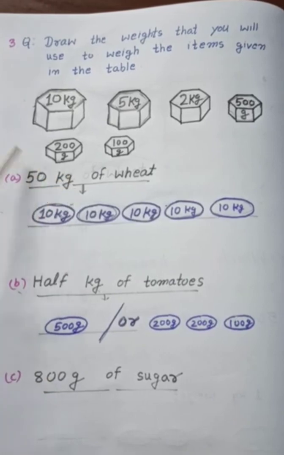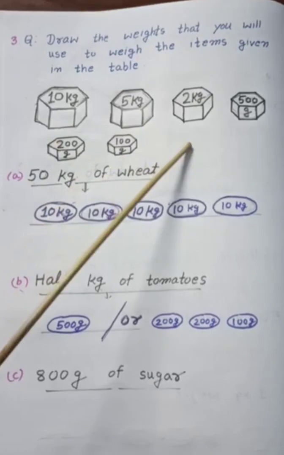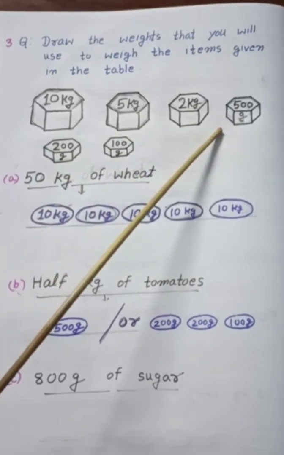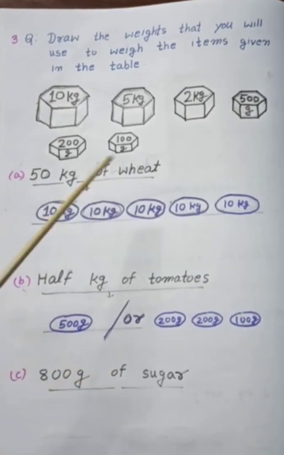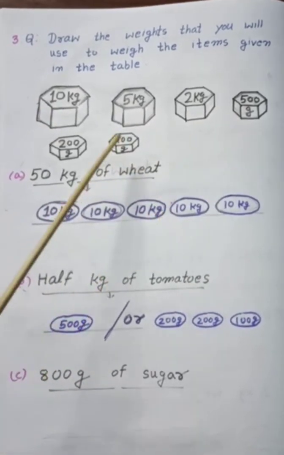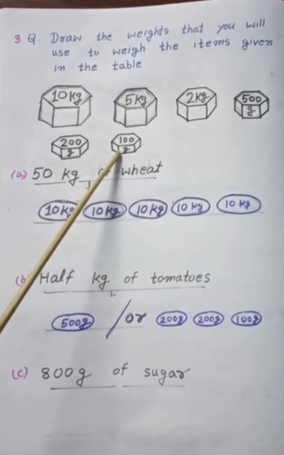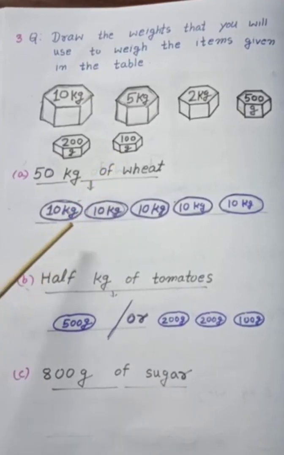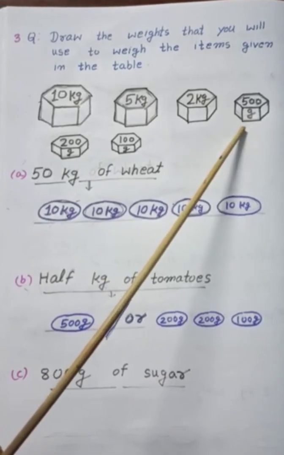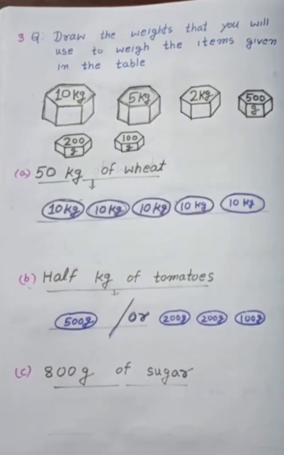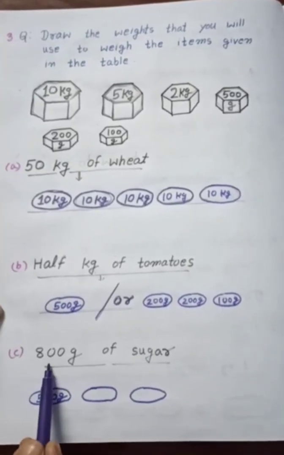Just check it. 10 kg is too heavy, so we will not take this. Here is 5 kg, here is 2 kg and 500. These three weights we will not use to measure 800 gram of sugar. So we only have to see 500 gram, 200 gram and 100 gram. So we have to make 800 gram. So what do we do, children? We take one weight of 500 gram. Here I have drawn 500 gram, but here it is 800.